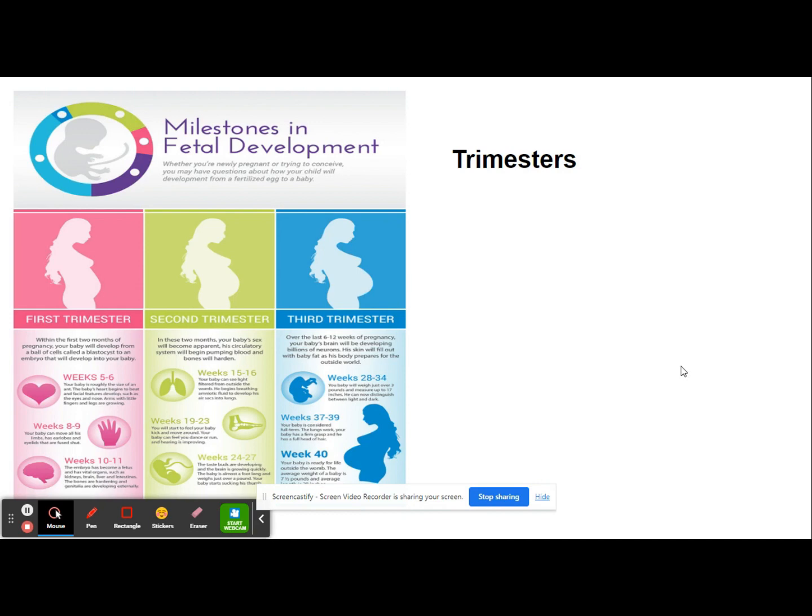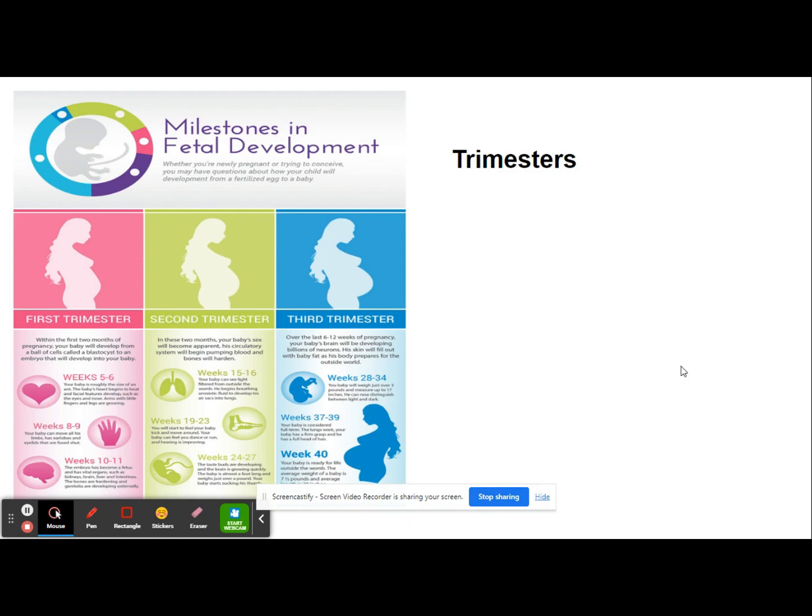2nd trimester. In these 2 months, the baby's sex will become apparent. The circulatory system will begin pumping blood and bones will harden. Weeks 15 to 16, the baby can see light filtered from outside the womb. The baby begins breathing amniotic fluid to develop the air sacs into lungs. Weeks 19 to 23, the pregnant mother will start to feel the baby kick and move around. The baby can feel the mother dance or run, and hearing is improving.